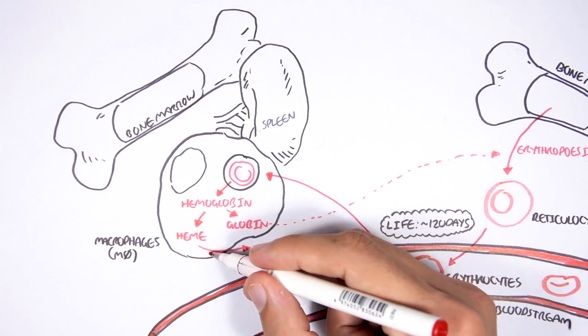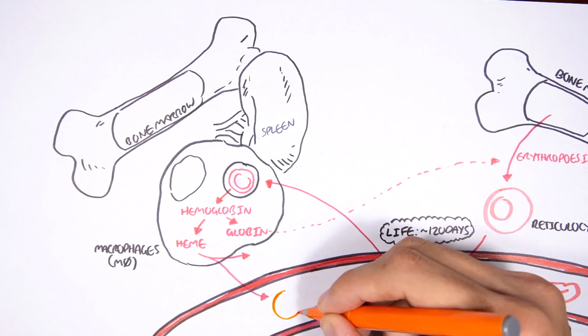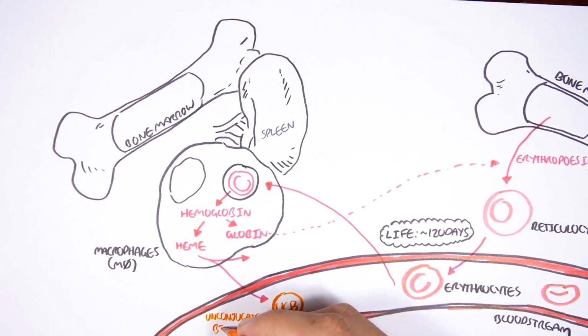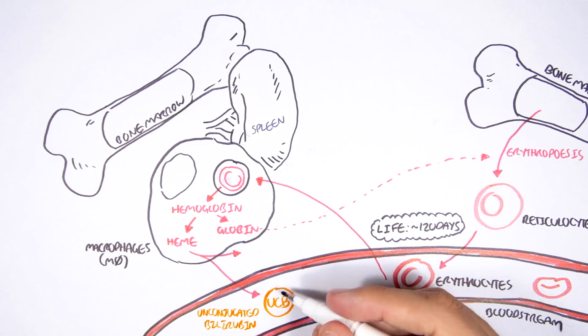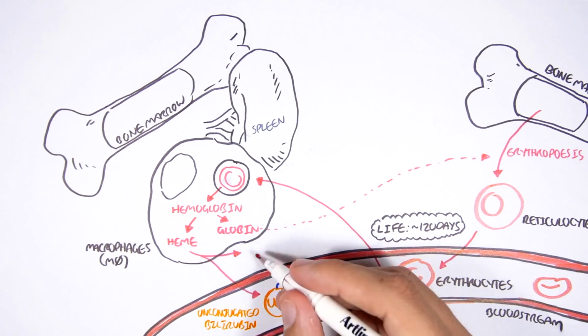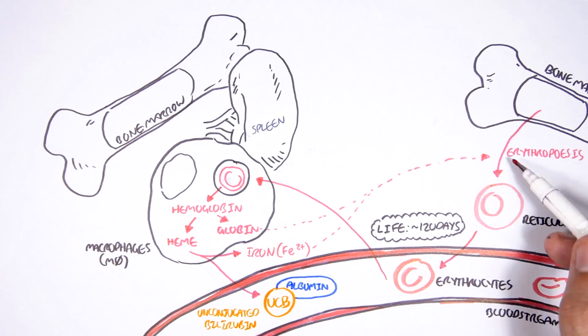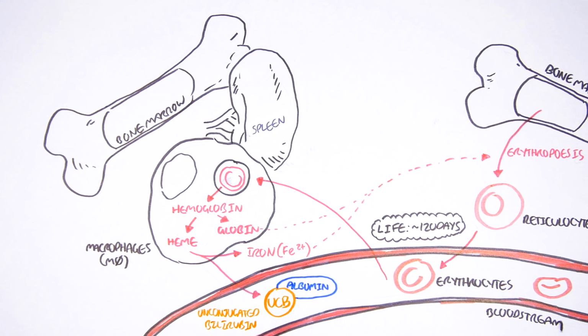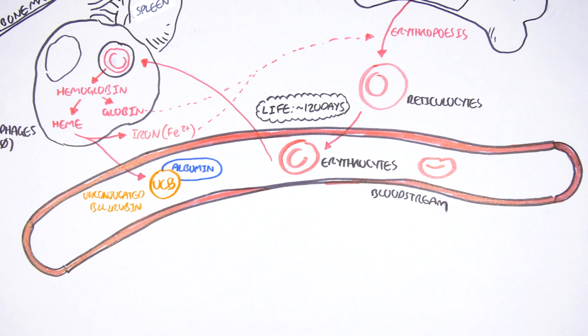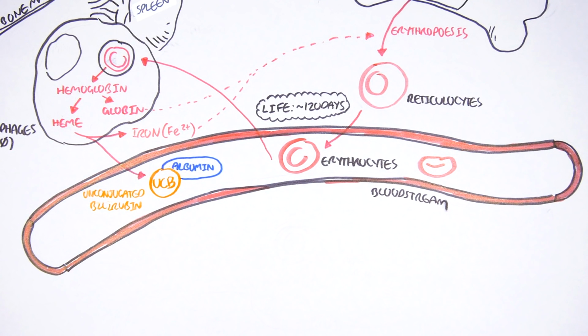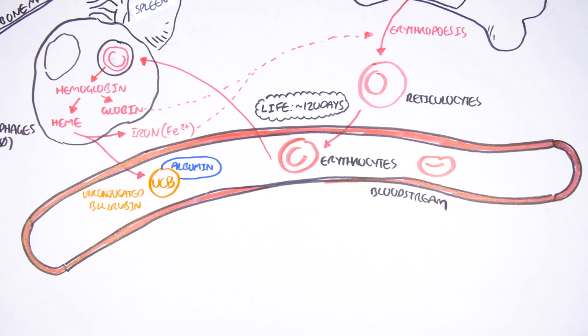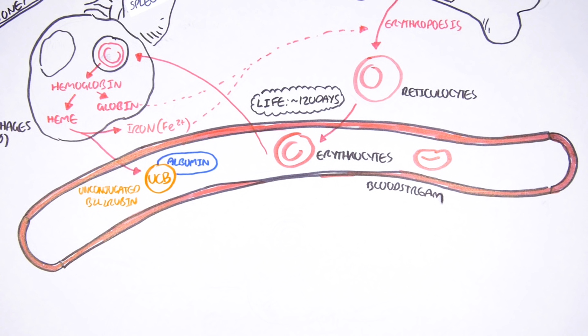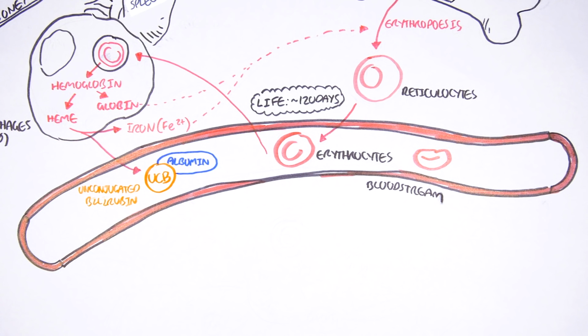The heme, on the other hand, is broken down into two parts. The heme is broken down to unconjugated bilirubin as well as iron. Now the iron will re-enter circulation and is reused for erythropoiesis again. The unconjugated bilirubin, however, is not recycled and needs to be removed by the body because it is toxic. The unconjugated bilirubin that is produced has a yellowish orange color.